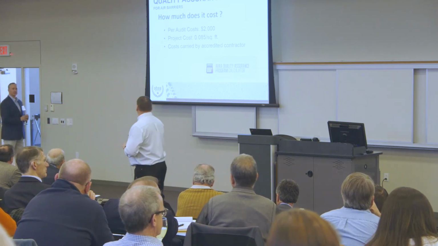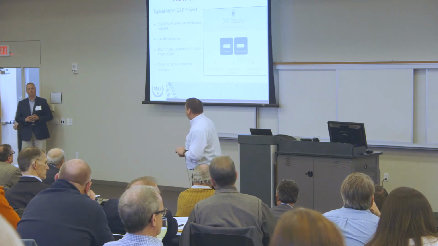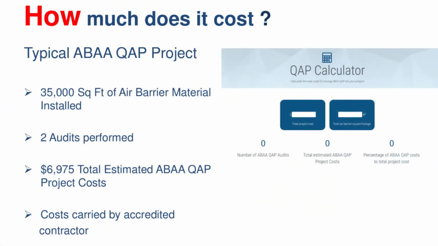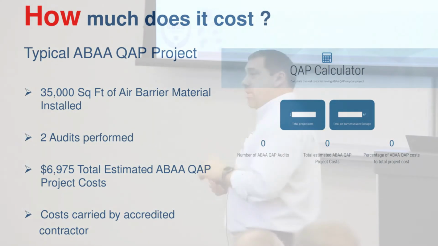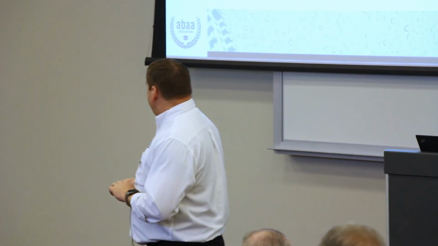Absolutely. Let me give you an example right here. 35,000 square feet of air barrier materials installed is for 2 audits. Total cost to run the program is $7,000. If you're running the QAP, you have to use evaluated materials. You have to use certified installers. You have to have, no matter what size, minimally 1 audit for that primary barrier. Kind of important.